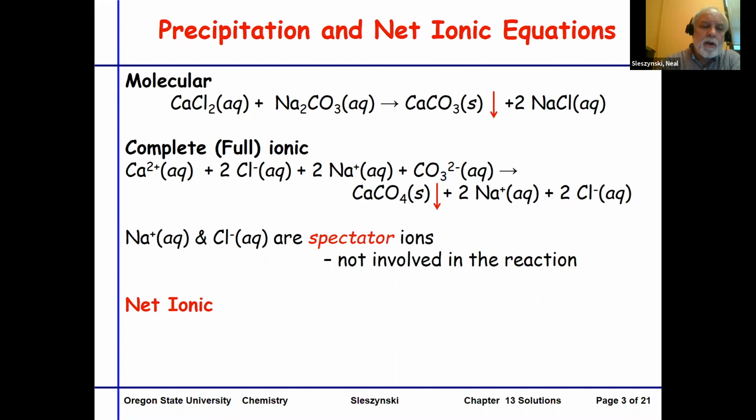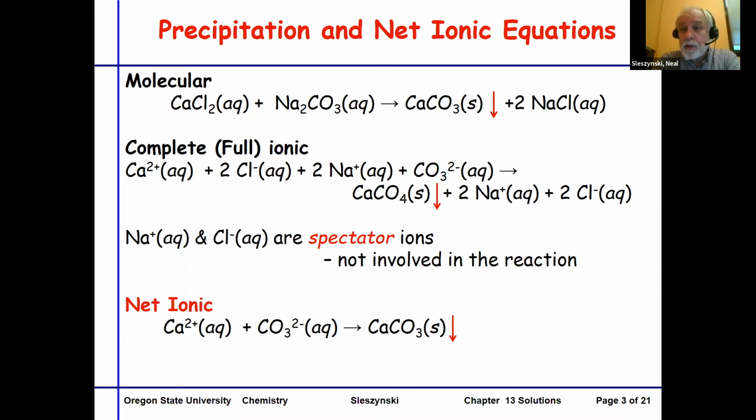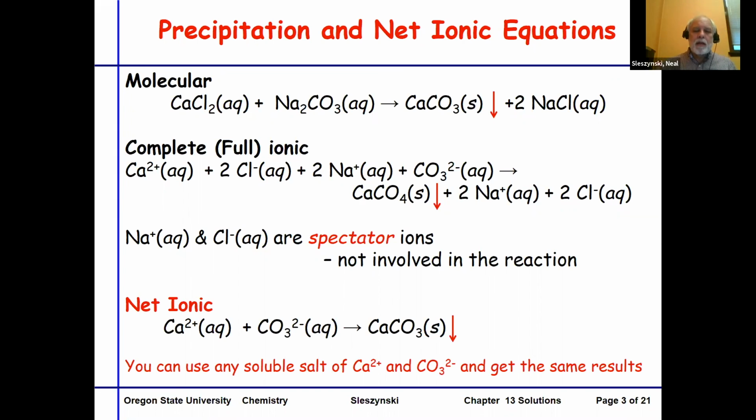So when we produce our net ionic equation, we simply have calcium ions in solution reacting with carbonate ions in solution to give us solid calcium carbonate precipitating out as a solid. And again, we can use any soluble salt of calcium. We can use any soluble salt of carbonate that we can find in our stockroom and get the same results.